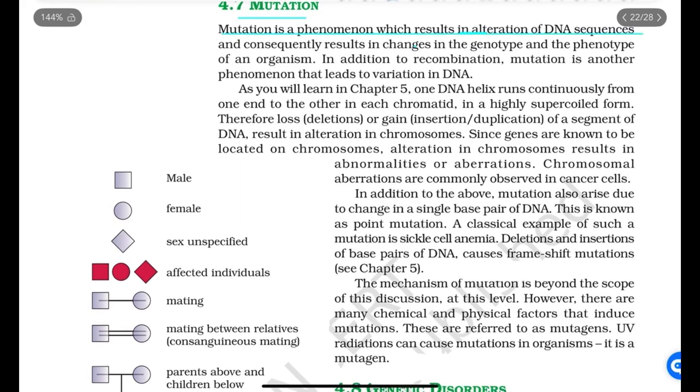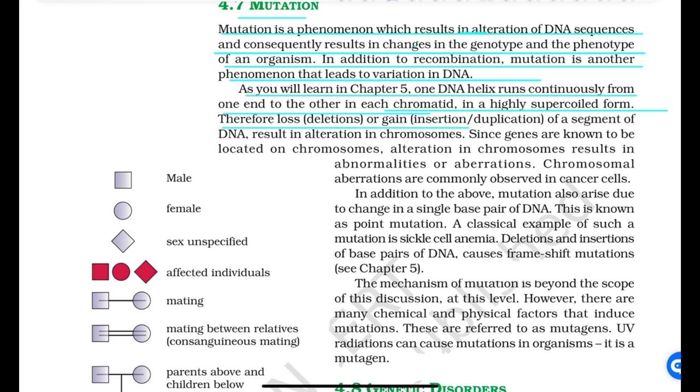Mutation is a phenomenon which results in the alteration of DNA sequence and consequently results in a change in the genotype and phenotype of an organism. In addition to recombination, mutation is another phenomenon that leads to variation in DNA. As we will learn in chapter 5, the DNA helix runs continuously from one end to the other in each chromatid in a highly supercoiled form. Therefore, loss or gain of a segment of DNA results in alteration in chromosomes. Since genes are known to be located on chromosomes, alteration in chromosomes results in abnormalities or aberrations. Chromosomal aberrations are commonly observed in cancer cells. In addition to the above, mutation also arises due to a change in a single base pair of DNA.